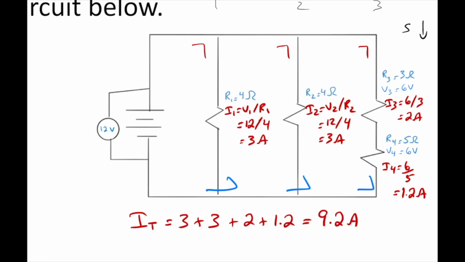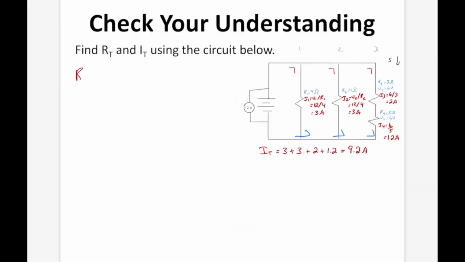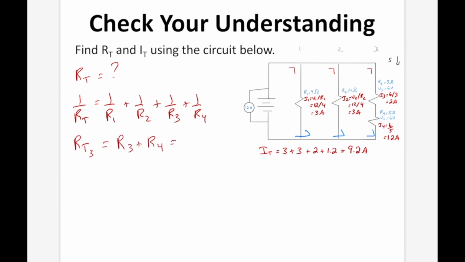Now the second bit of the question is a little more complicated. To figure out RT, we need all the different branches. Remember, 1 over RT equals 1 over R1 plus 1 over R2 plus 1 over R3 plus 1 over R4. But it's not quite that simple because this third branch has 2 loads on it. So we need to combine those two, and we do them as a series circuit. We'll say RT3 on the third branch is simply R3 plus R4. So the total resistance on the third branch is 3 ohms plus 5 ohms, which is equal to 8 ohms.